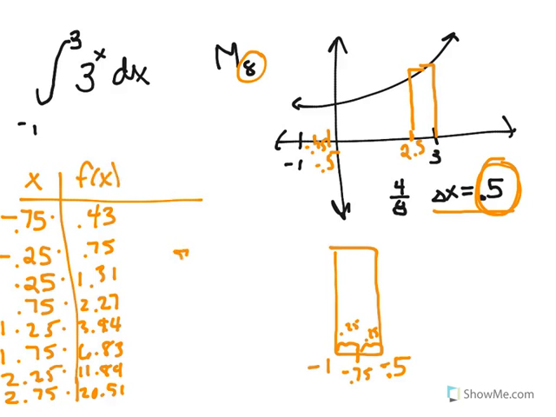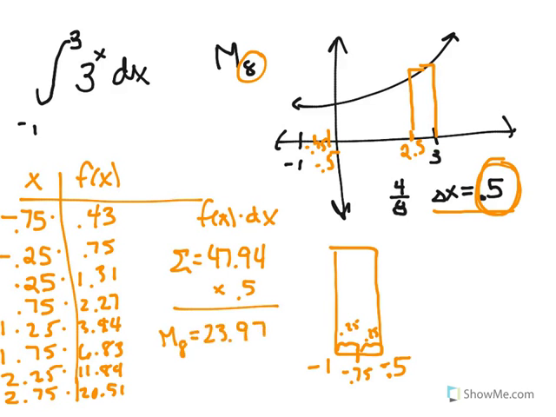Add it all together, they sum up to approximately 47.94. And remember that the area of the whole thing is equal to f of x times dx. Pen's not writing very well today, sorry about that. So I multiply 47.94 times 0.5, and I get an approximate area. We'll say that M8 is equal to 23.97, which is a pretty good approximation. I can't tell if it underestimates or overestimates, but I have a hint as to how. We'll talk about that in problems 9 and 10.